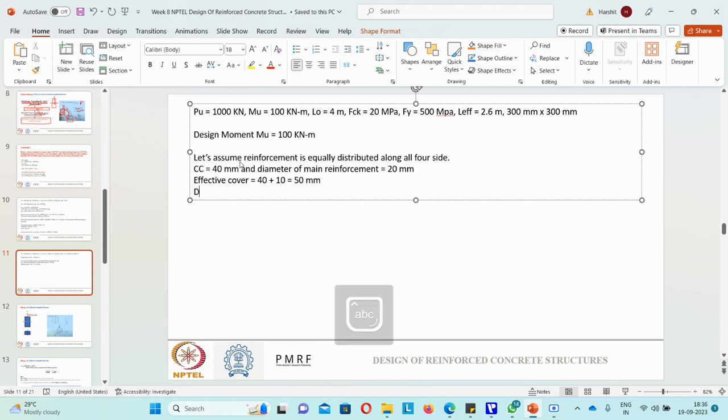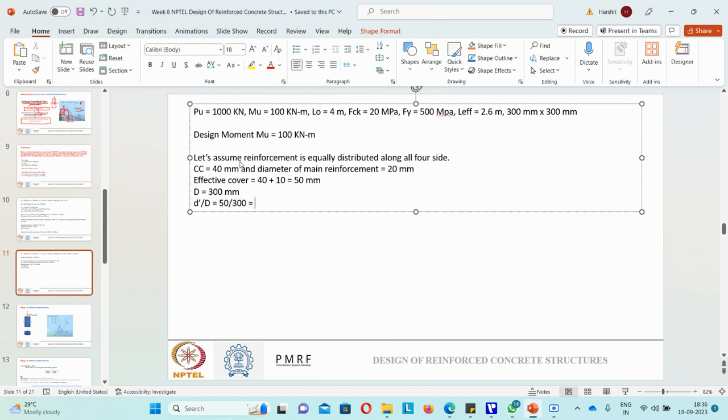And I know my D value is 300 mm. So my d dash by D comes out to be 50 divided by 300, which is equal to 0.16. Now I will round it to the nearest multiple of 5 because in the SP16 code all the values are like 0.05, 0.15, 0.2 like this. So I will assume it as 0.15. I am rounding to the nearest value.